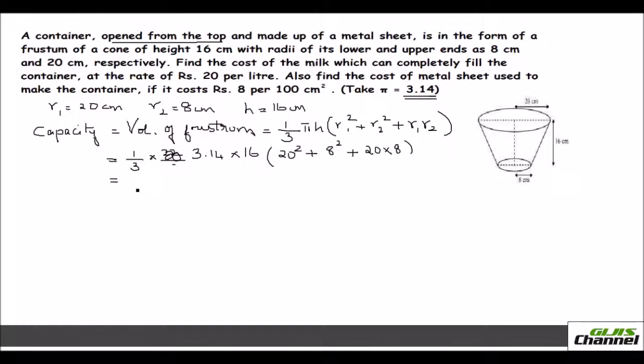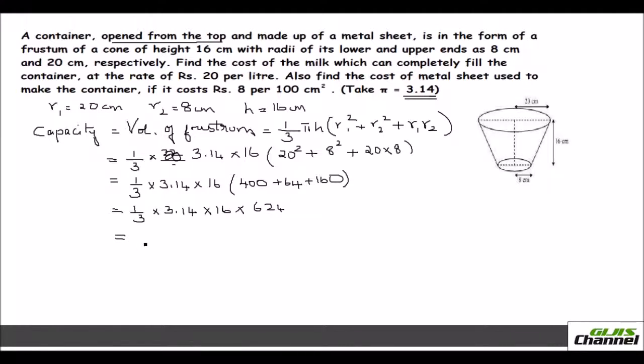So let us solve this. This would be equal to 1 over 3 times 3.14 times 16 times, this is 400 plus 64 plus 160, right? Use the BODMAS rule. First you have to solve the ones within the brackets, within the parentheses, and then only you do the multiplication and division. So I am doing this here. When you add up all this, you get 624.